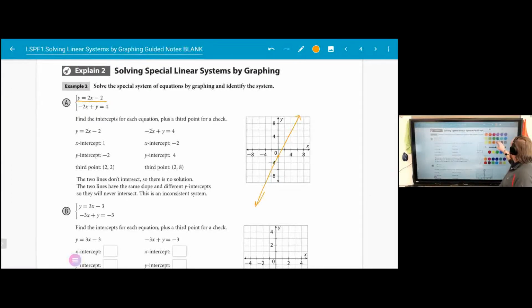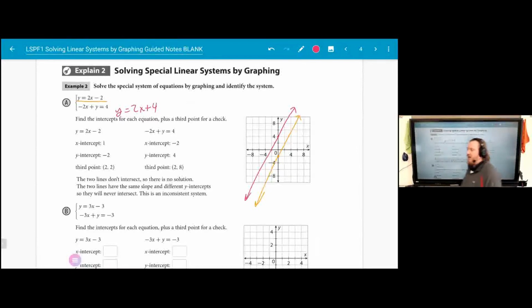Our second one, I'm actually going to solve that for y. That's a one-step equation to solve for y. y equals 2x plus 4. Oh, that's interesting. My y-intercept is 4. My slope is 2 again. These are parallel lines. And you know how I know they're parallel lines? The slopes are the same. If they're the same slope but a different y-intercept, they're never going to touch. So this one has no solution.